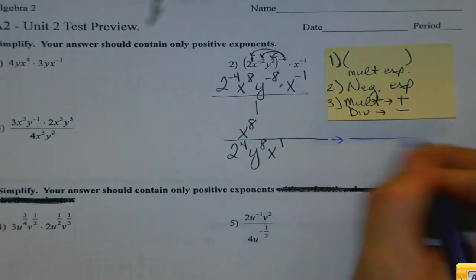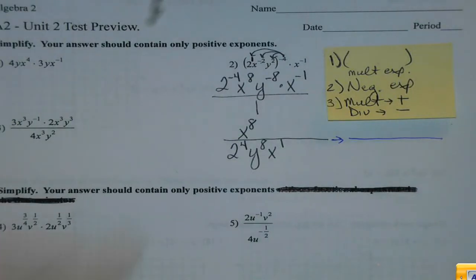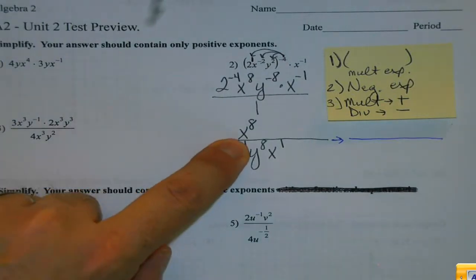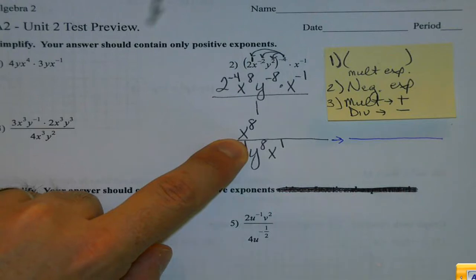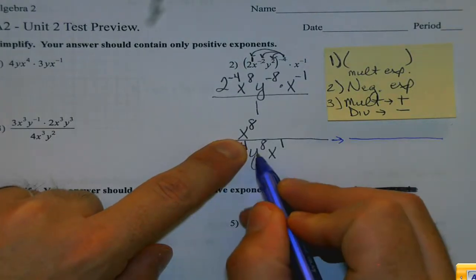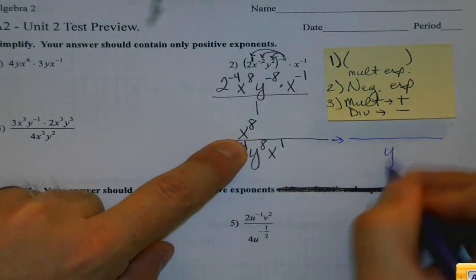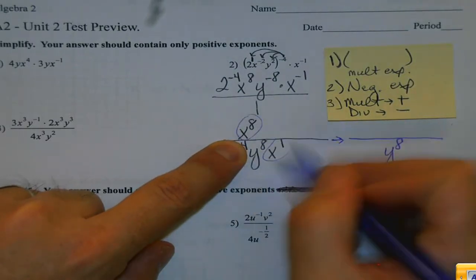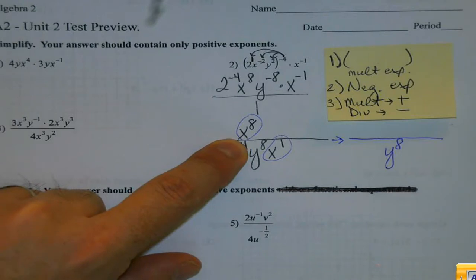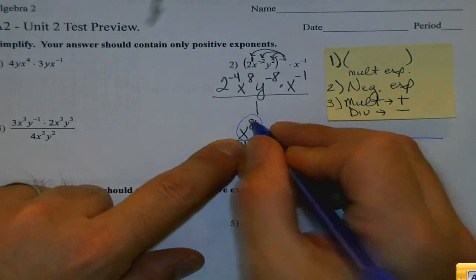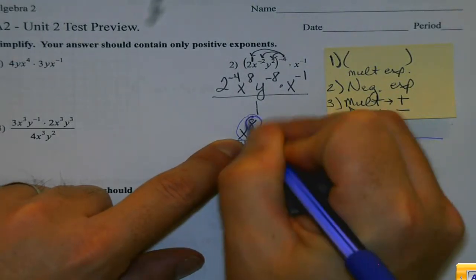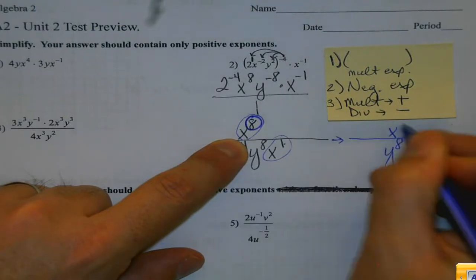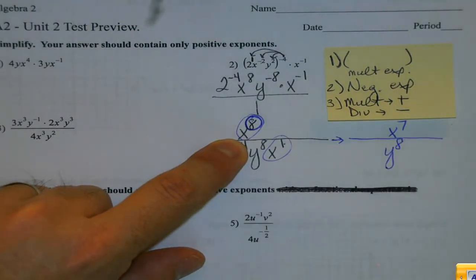So I'm going to deal with my variable terms first. I'll deal with this number in a minute. So I look and I go, okay, well, I notice y, there's no other y's. So y, I'm just going to leave it alone. But the x's, I notice I've got x in the numerator and x in the denominator. So I'm dividing them. I need to subtract the exponents. Bigger minus smaller. 8 minus 1 is 7. And wherever the bigger exponent is, that's where my answer goes.